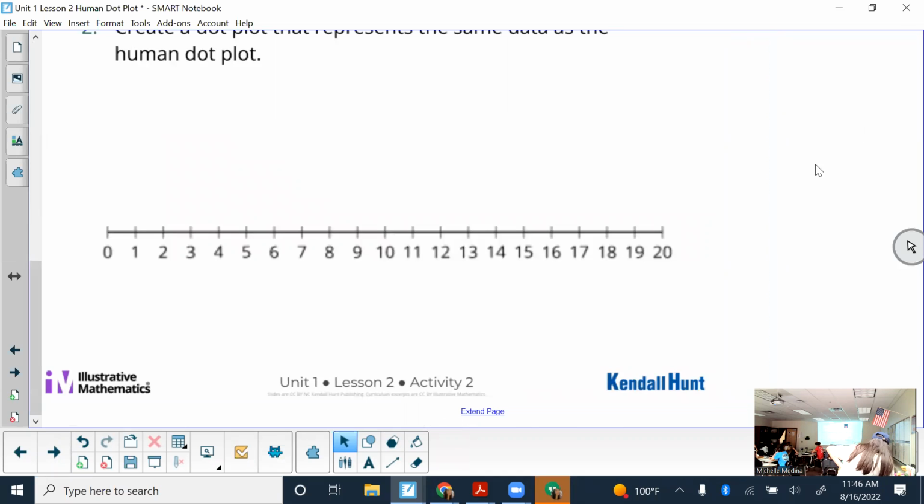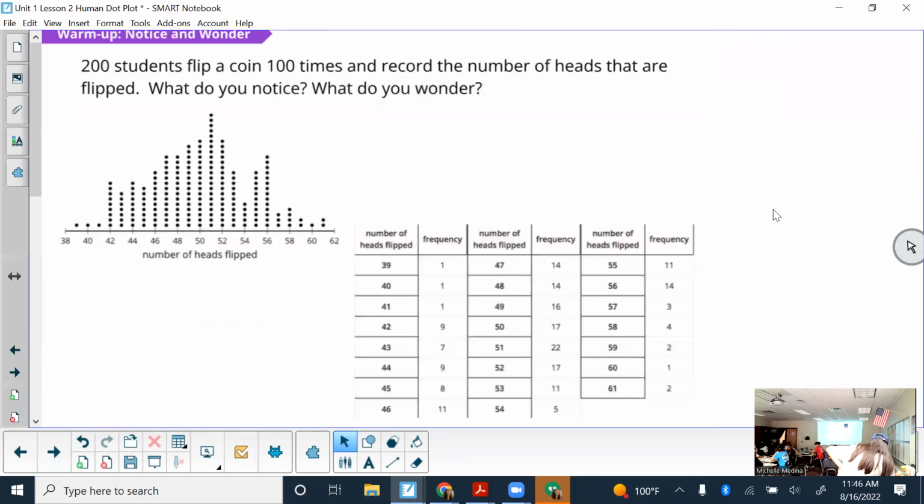What do you notice and what do you wonder? All right, time is up. What is something that we notice about both of the data, whether it's in a dot plot or in our frequency tables?